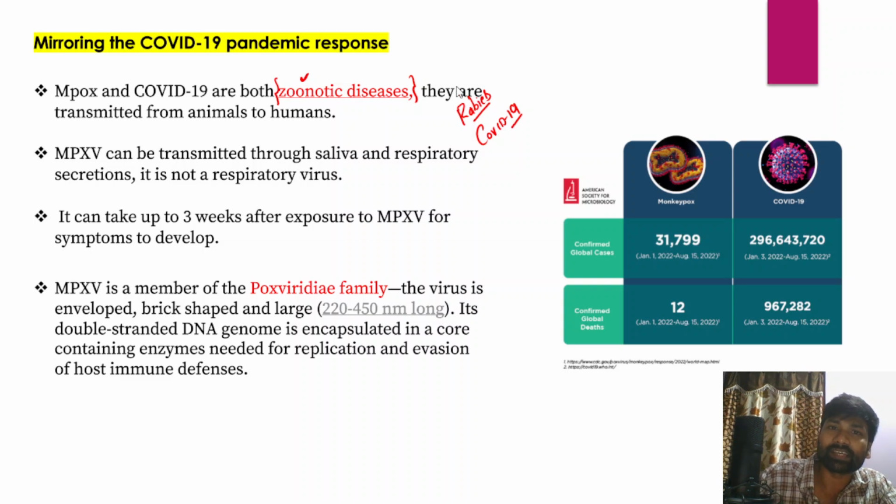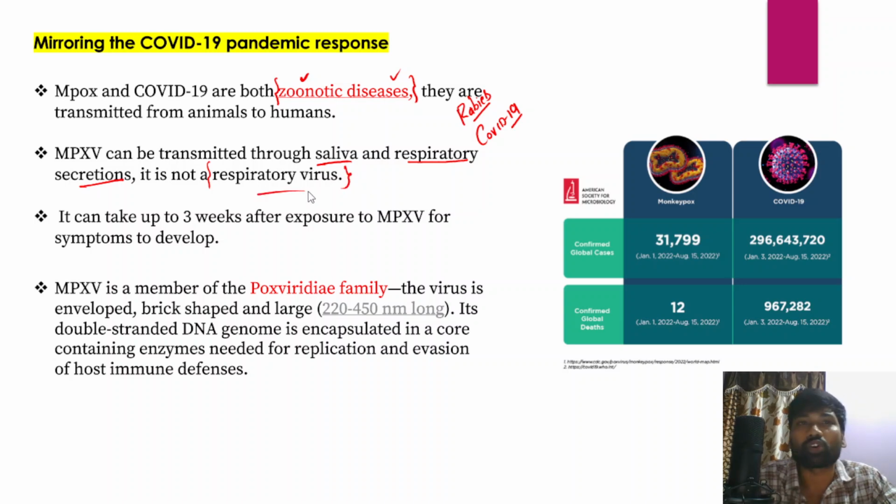Any disease or disease-causing pathogen which spreads from animals to human beings is called a zoonotic disease. When we talk about mpox or the monkeypox virus, this virus can be transmitted through saliva and even respiratory secretions, even though it is not a respiratory virus. Remember, monkeypox is not a respiratory virus; rather, it can be transmitted through saliva and respiratory secretions.